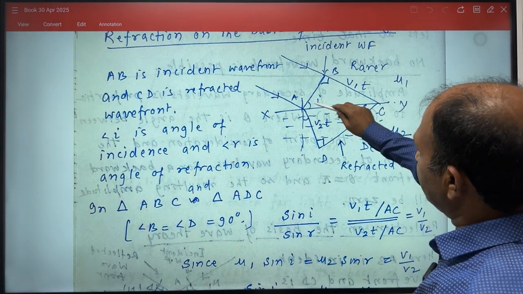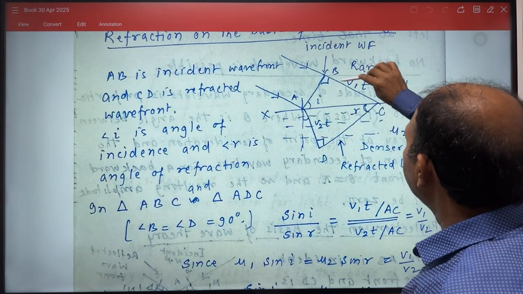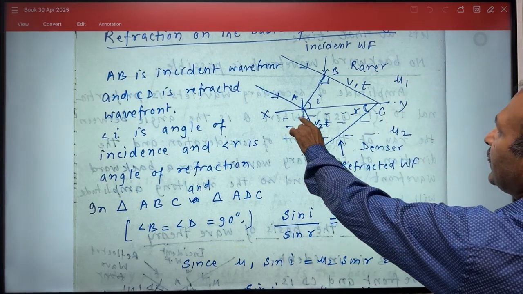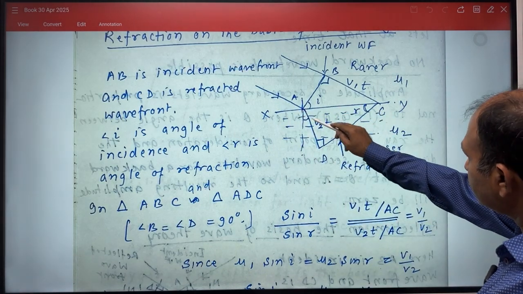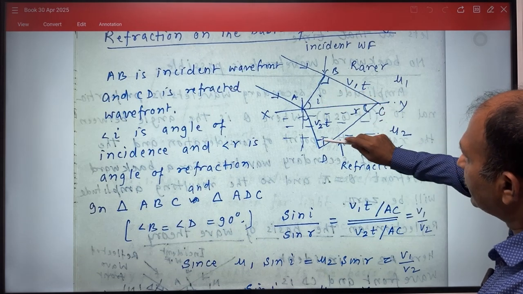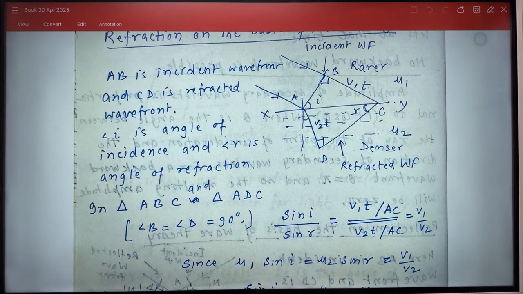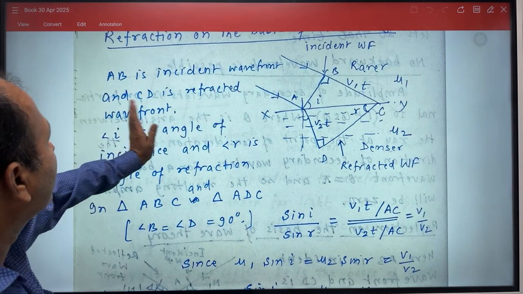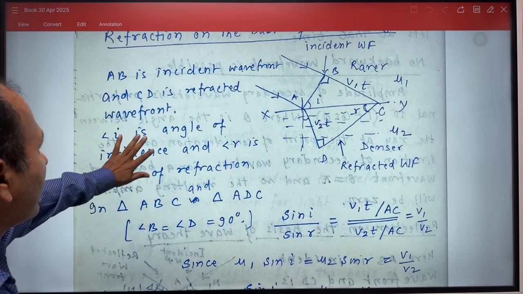Now we have to consider sin I and sin R. For getting sin I, this BC will be perpendicular, and AC will be the hypotenuse. Similarly, in triangle ACD, the perpendicular will be AD, that is V2T, and the hypotenuse will remain the same, AC. So we write this here: AB is the incident wavefront and CD is the refracted wavefront. Angle I is the angle of incidence and angle R is the angle of refraction.